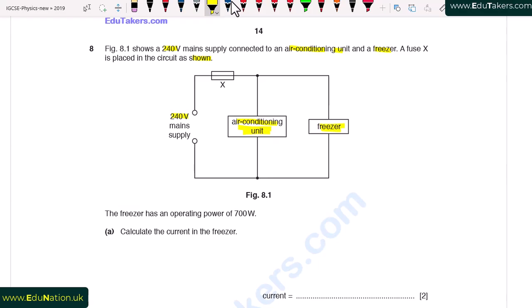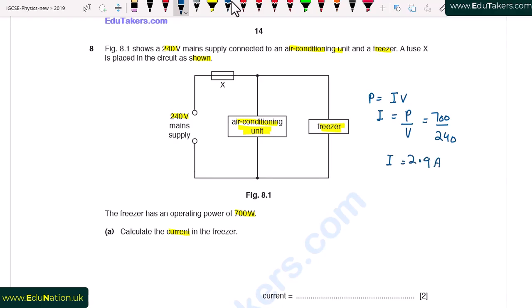The freezer has an operating power of 700 watt. Calculate the current in the freezer. Here we have to calculate the current in freezer when power and voltage is given. So using the relation that power is the product of current and voltage, we can find out the value of current. It is equal to P over V, where power is 700 watt and voltage is 240. So the value of current comes to be 2.9 amperes.